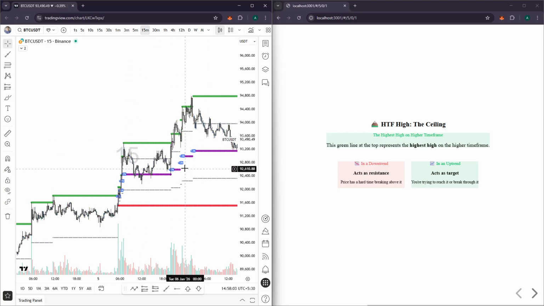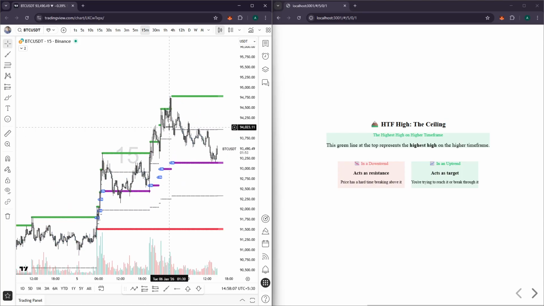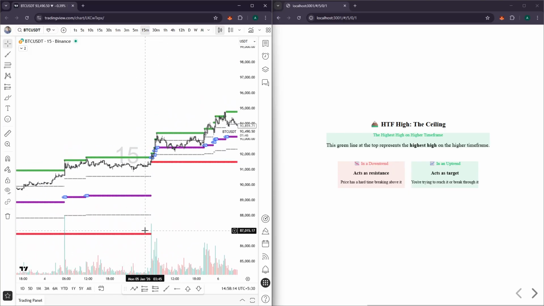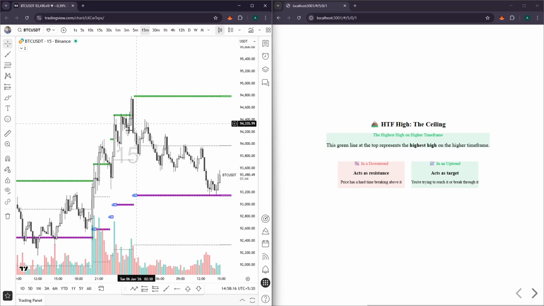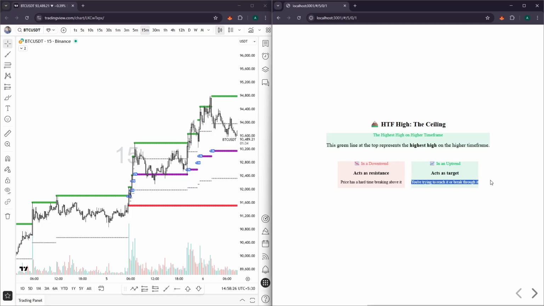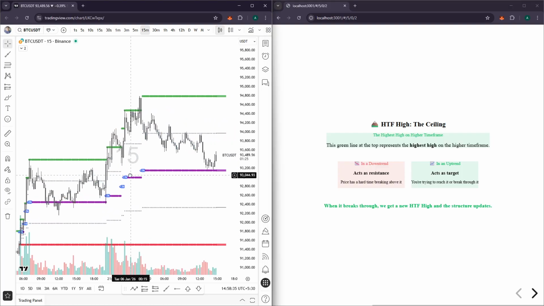You see, plus 2%, plus 2%, plus 3%, plus 3%, right? So as it's moving up, it's in an uptrend. It's making higher highs and higher lows, right? Now, when it comes to the midpoint, if you enter long there, the target is your highest high. Either this is the target or we're trying to break it. And when it breaks through, we get a new high, and the structure updates, as you can see.